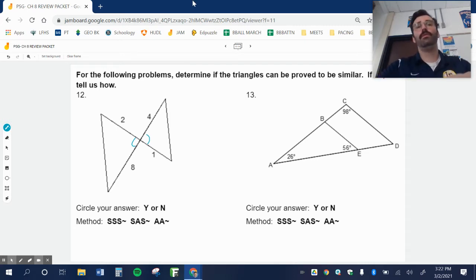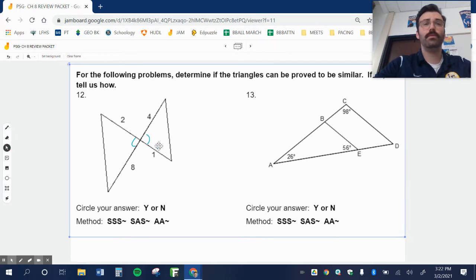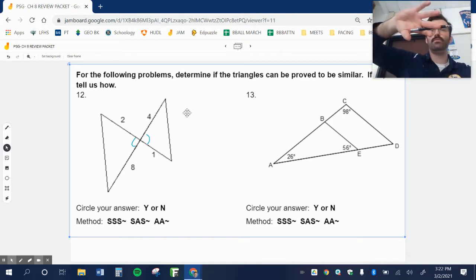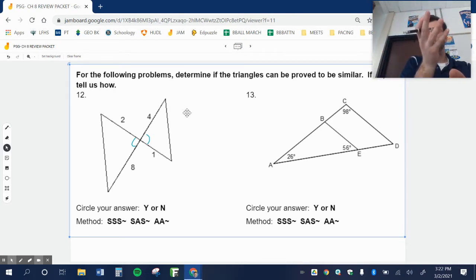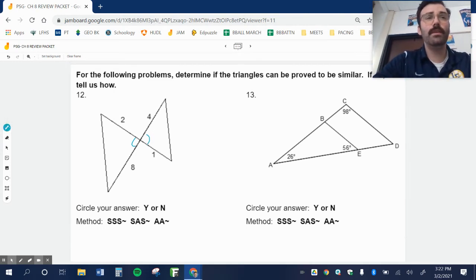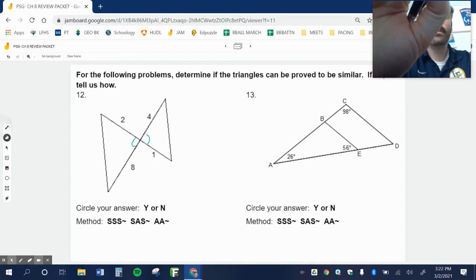So if I were to look at this diagram, this smaller triangle is rotated. It's this larger triangle, but rotated, right? So really, the 1 here corresponds with the 2. And the 4 goes with the 8.